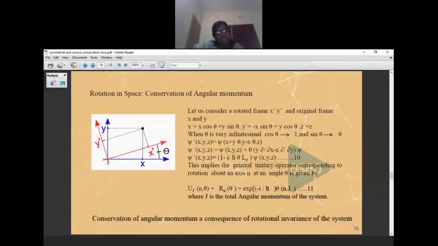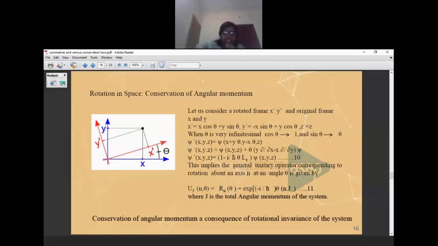Use the Taylor expansion and use the same procedure as we have done for linear momentum. But the difference is that there it was a simple translation, and here it is a rotation. The operators will vary. What you get is conservation of angular momentum as a consequence of rotational invariance of the system. We are not again going through UH and HU, we will get the same result.